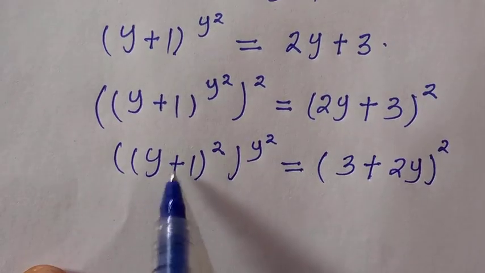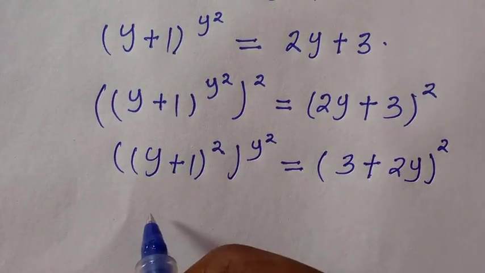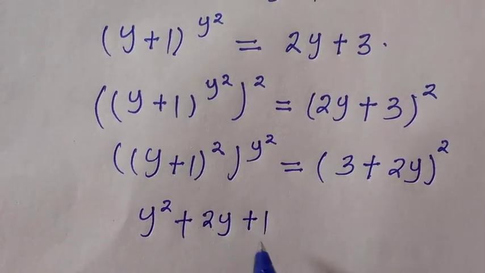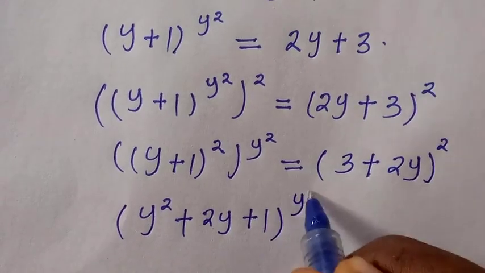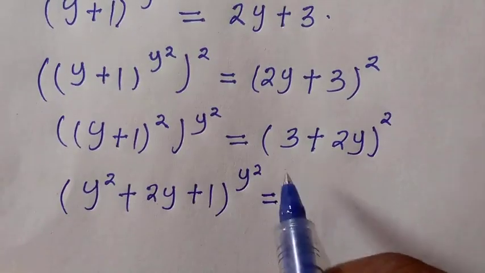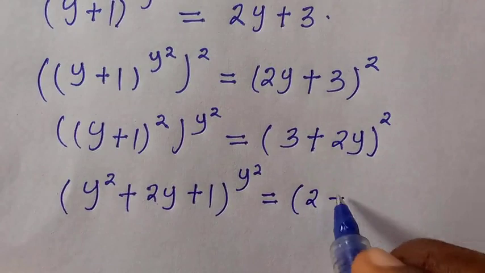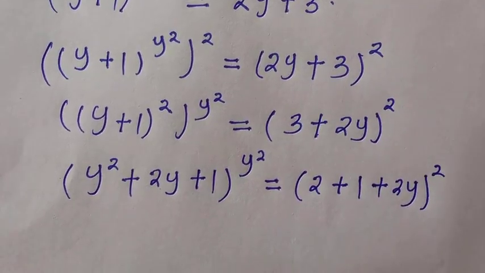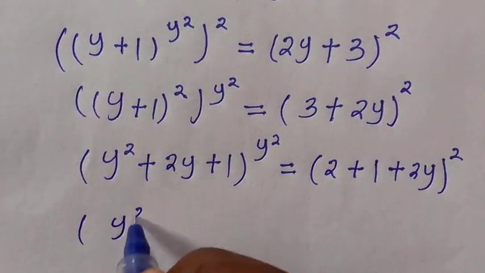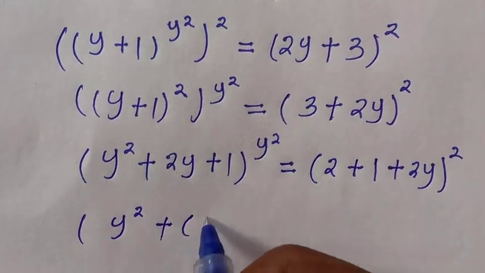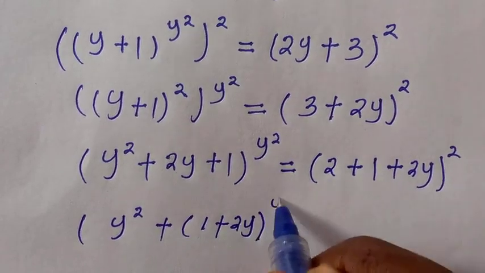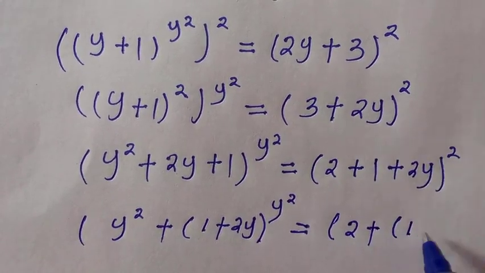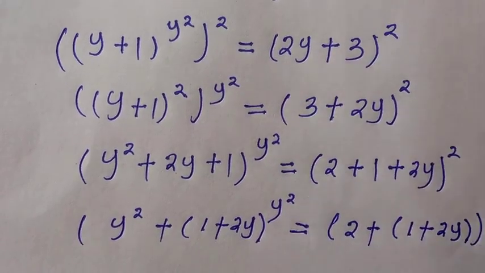Next, when we expand this (y plus 1) squared, what we have is y squared plus 2y plus 1, all raised to the power of y squared, equals, and if I break this 3 into the sum of 2 plus 1, we have (2 plus 1 plus 2y) raised to the power of 2. Next, bracketing this, we have y squared plus 1 plus 2y raised to the power of y squared equals 2 plus (1 plus 2y) all to the power of 2.